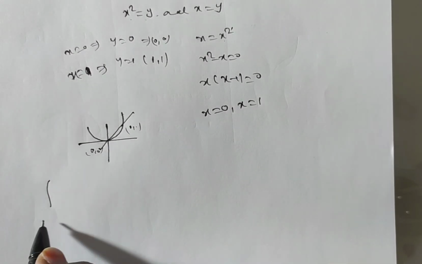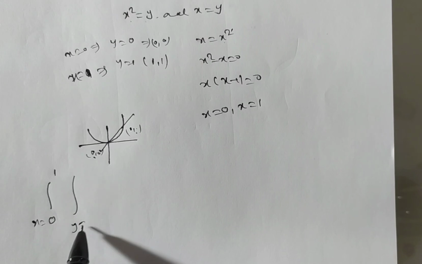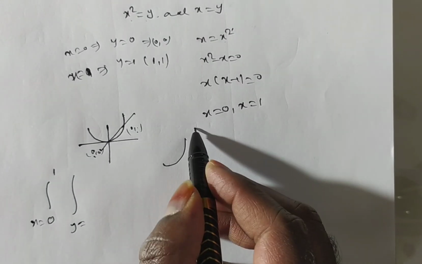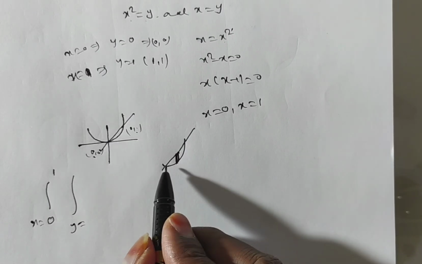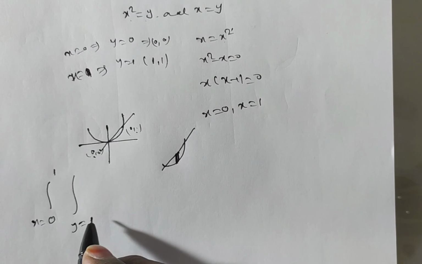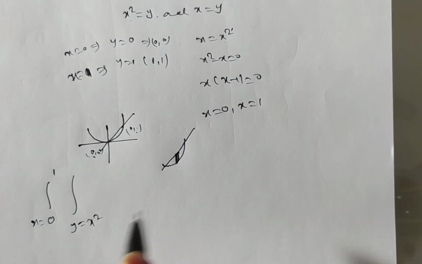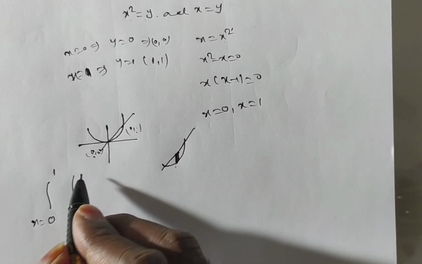First, x is independent, so x goes from 0 to 1. Next, for y, what you have to do is draw the strip which is parallel to the y axis. What about the lower curve for this strip? You have the parabola, x square is equal to y, so y is equal to x square. And the upper curve is the straight line, x is equal to y, so y is equal to x.